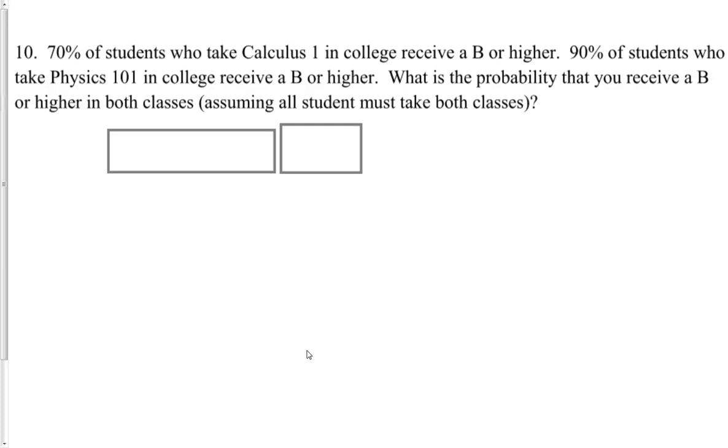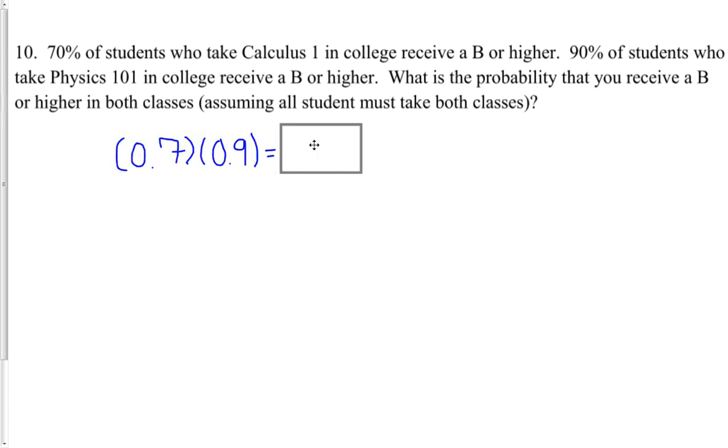70% of students who take Calc 1 in college receive a B or higher. 90% of students who take Physics 101 in college receive a B or higher. What is the probability that you receive a B or higher in both classes? Assuming all students must take both, right? So we're going to do probability, which is 70%, we're going to write 0.7, 90% 0.9. So 0.7 times 0.9 is 0.63.